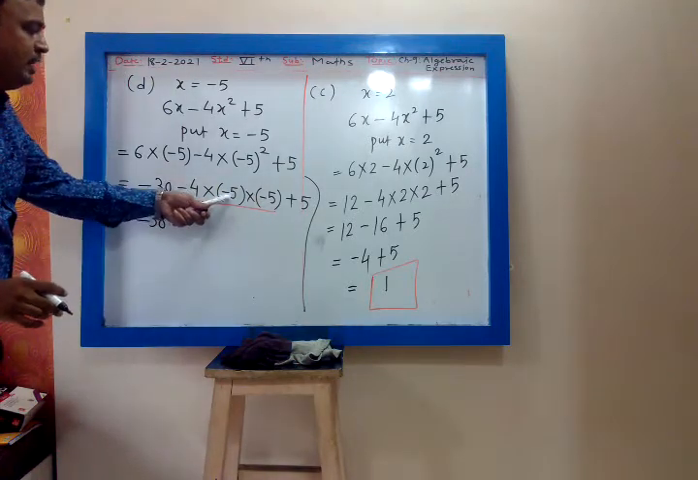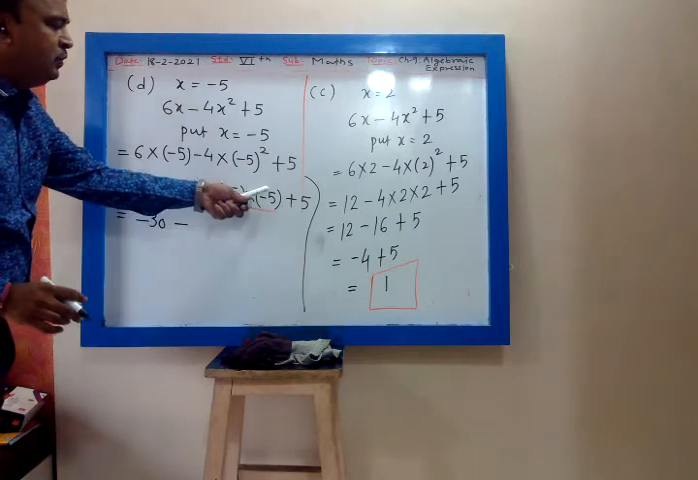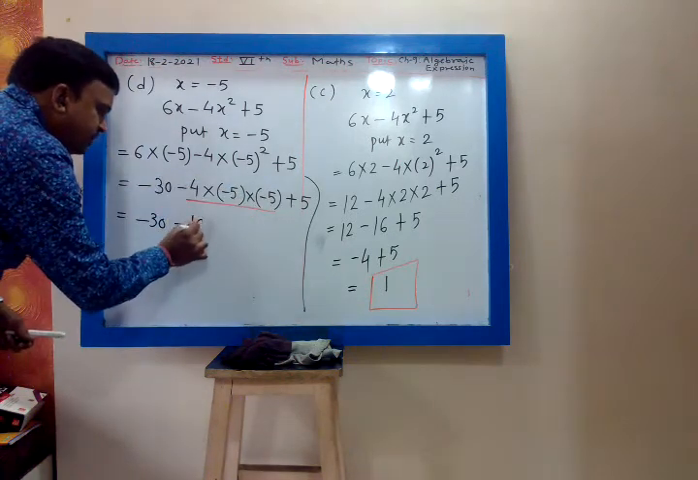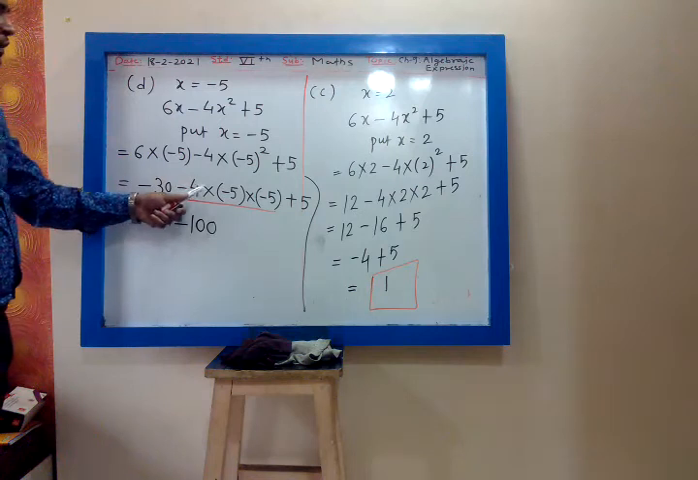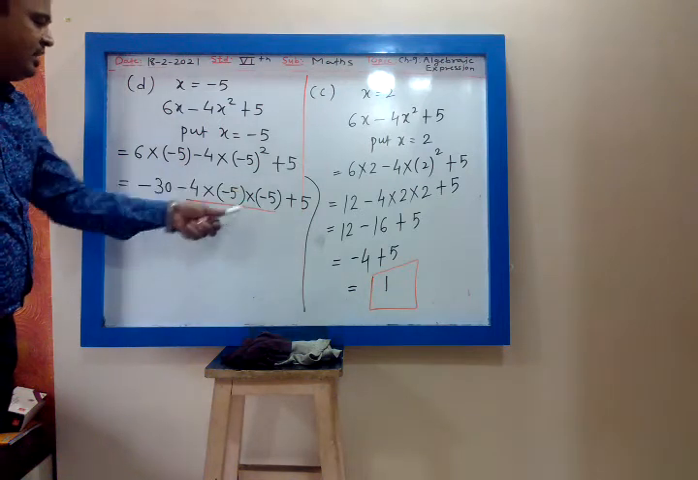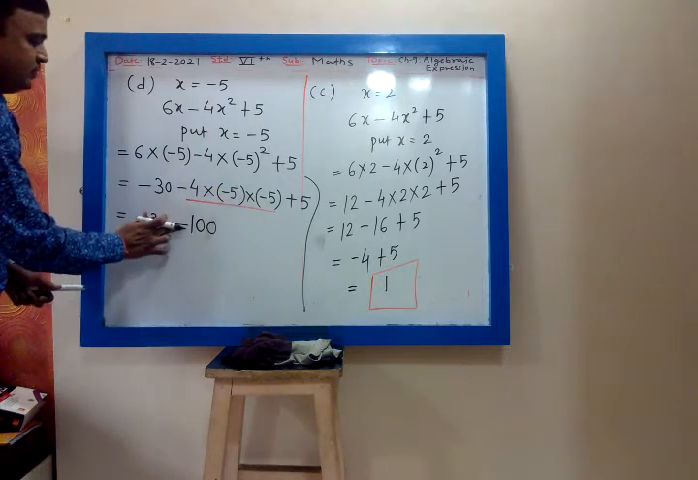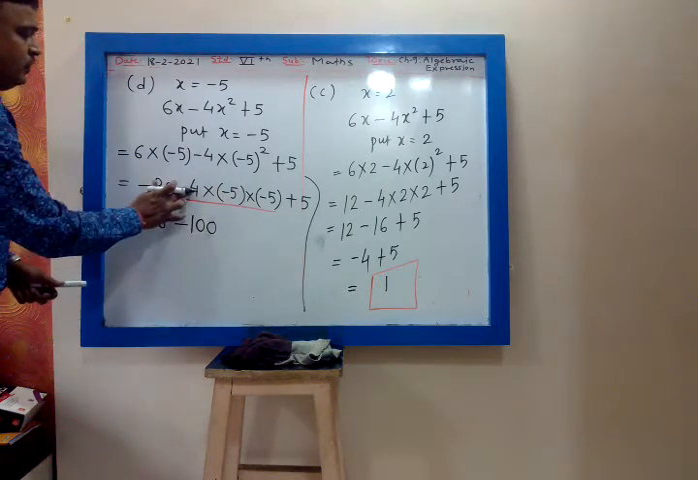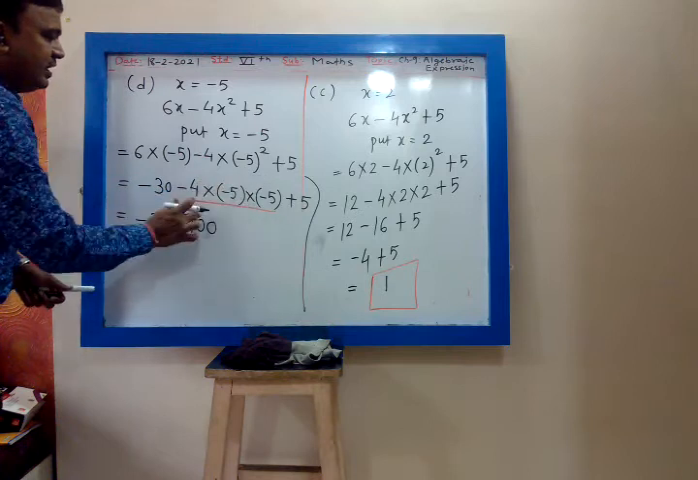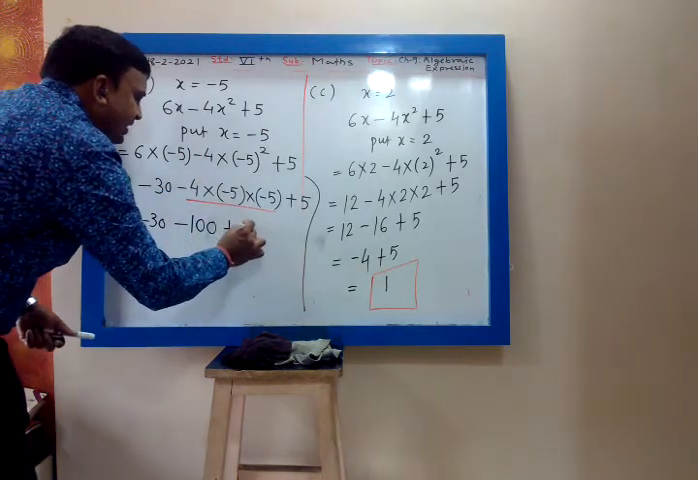Then 4 into 5, 20. 20 into 5, 100. Are you getting? Then minus into minus, plus. Plus into minus, minus. So the final sign will be minus. 4 into 5, 20. 20 into 5, 100. Then plus 5 I will write as it is.